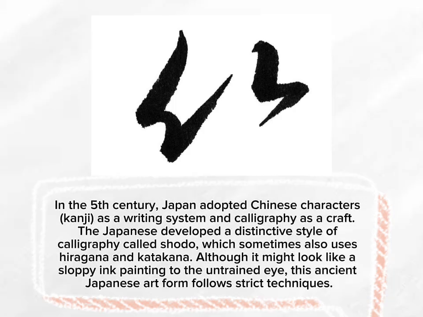In the 5th century, Japan adopted Chinese characters, kanji, as a writing system and calligraphy as a craft. The Japanese developed a distinctive style of calligraphy called shodo, which sometimes also uses hiragana and katakana, although it might look like a sloppy ink painting to the untrained eye. This ancient Japanese art form follows strict techniques.